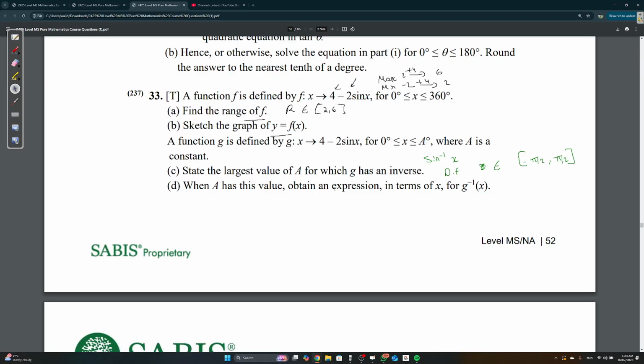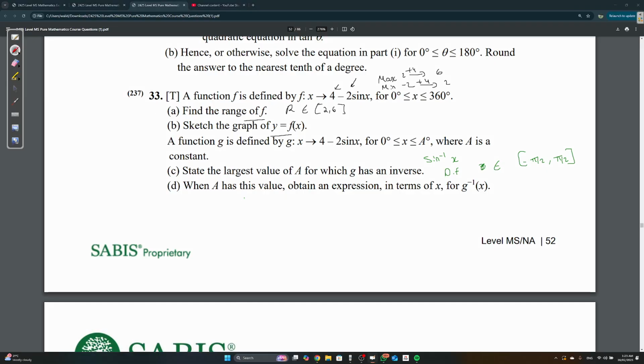By the way, if you don't understand why, please go watch my 8.3 video, okay? I explained everything there at the start. Take the first 10-15 minutes. When a has this value, obtain an expression in terms of x for g inverse x.